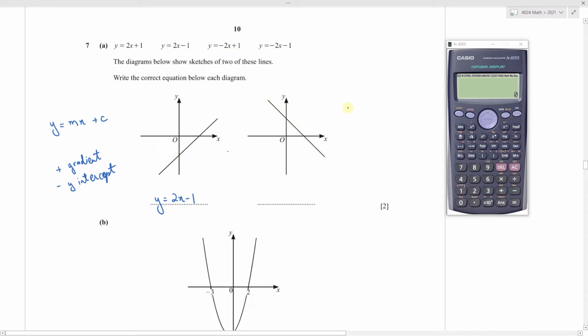Now for this one, we are looking for a negative gradient and your y-intercept is positive in this case. So negative gradient and positive y-intercept is this one. This is also a negative gradient, but the y-intercept is negative. So this is the correct one for this second line. y equals minus 2x plus 1.